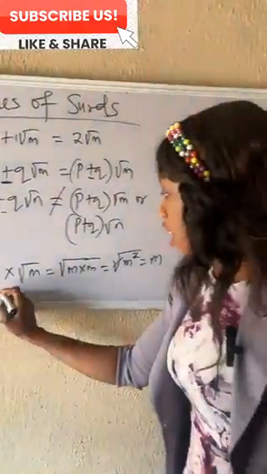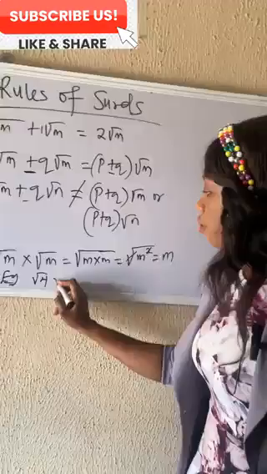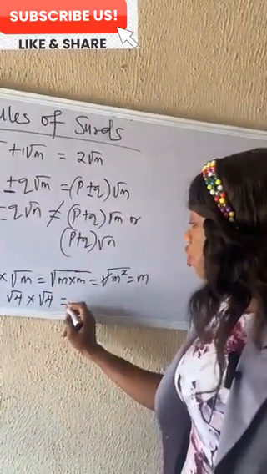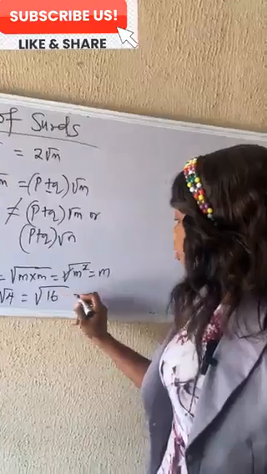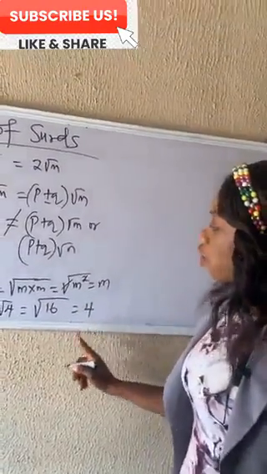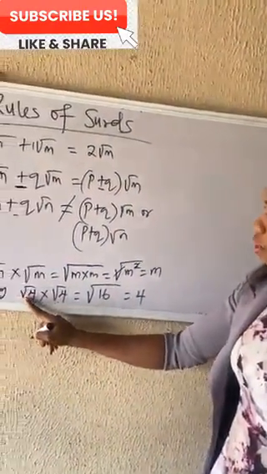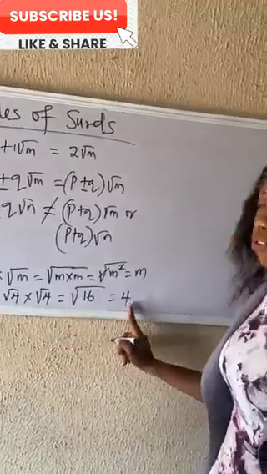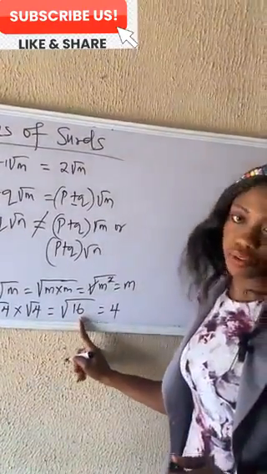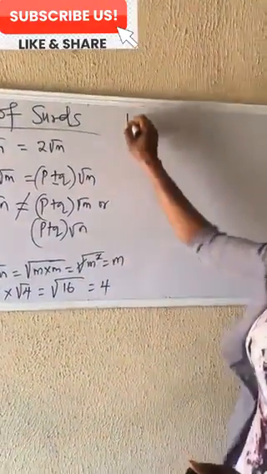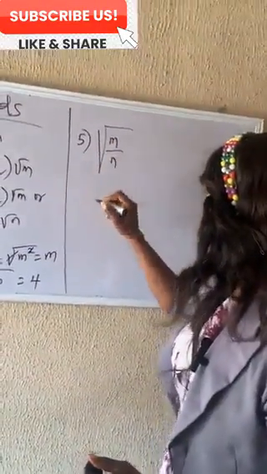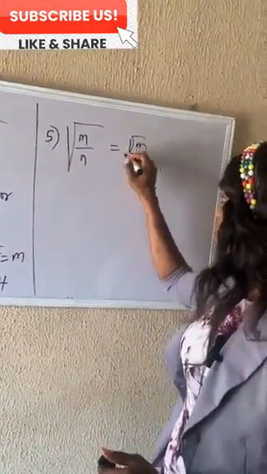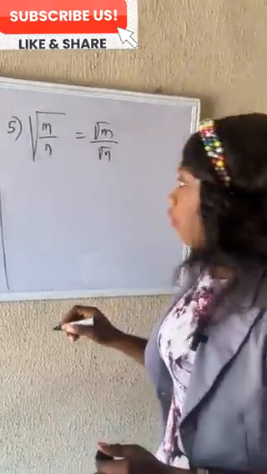Let's just take one example on that. If I have surd 4 times surd 4, it is the same thing as 4 times 4 will give me 16, and square root of 16 is 4. So you can also say it this way, that surd 4 times surd 4 is just 4, without going through this process of showing us 16. Okay, the next rule is rule number 5, division rule. Surd m over n is the same thing as surd m over surd n. I hope that one is cleared.